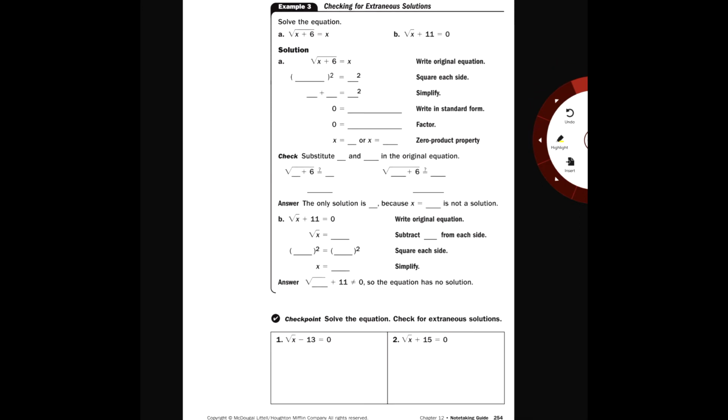Sometimes, though, it'll give us 2 solutions. And if we have 2 solutions, we have to check for what's called extraneous solutions. They're kind of called like trick solutions. They look like they work, but they don't.